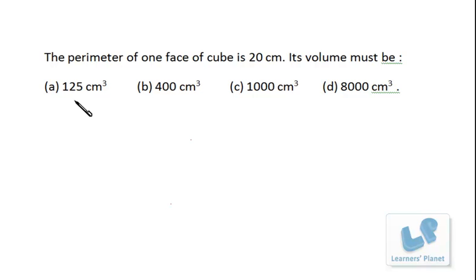And in a particular face all the 4 sides, or we can say edges, are of the same length. Now if the perimeter of one face is 20 centimeter, that means the length of each edge will be 20 by 4, that is 5 centimeter, right? Now the length of one edge is 5 centimeter, then volume will be what? That is 5 cube, that is 125 centimeter cube, that is side cube, nothing else.